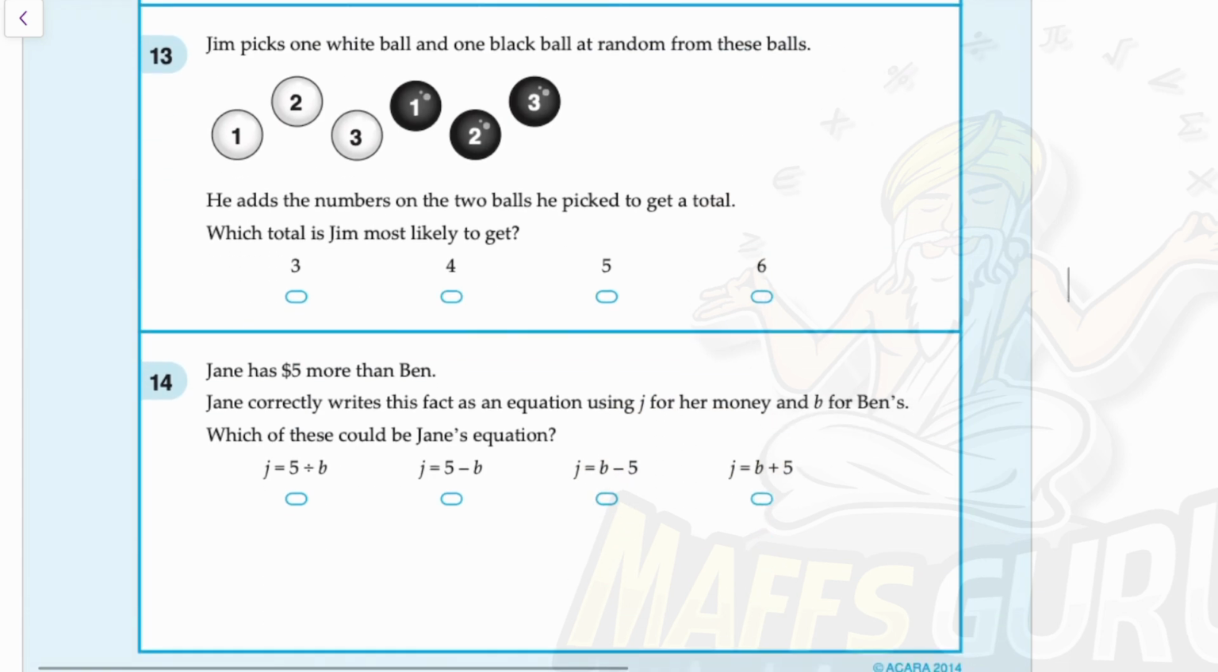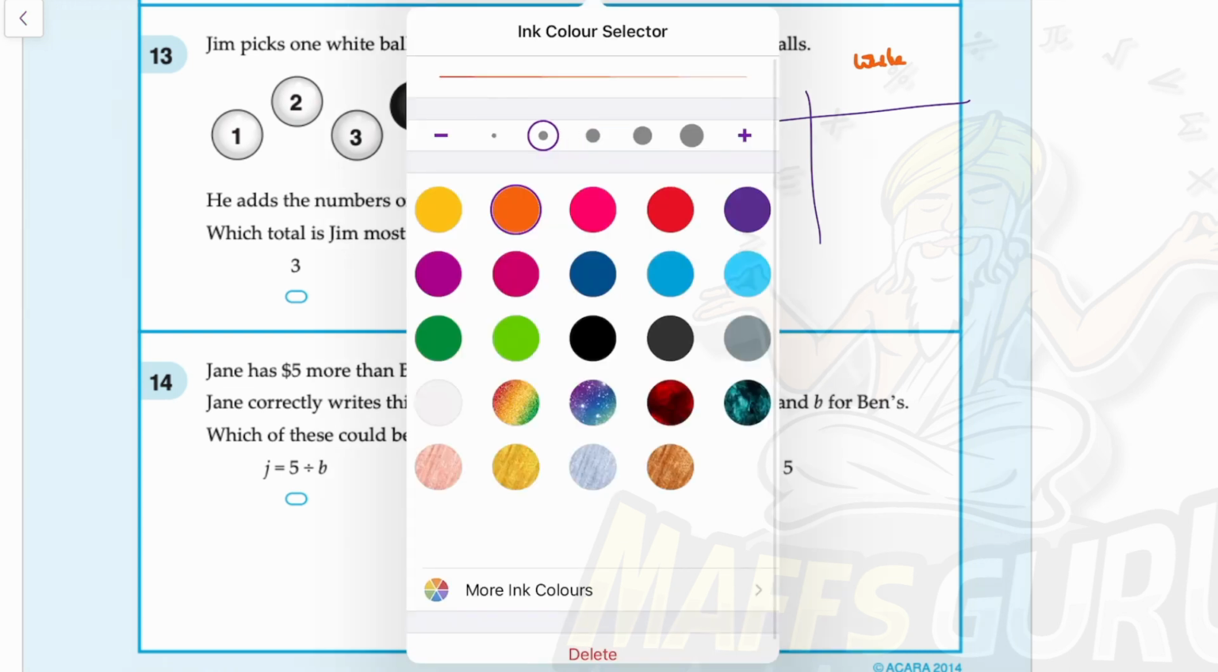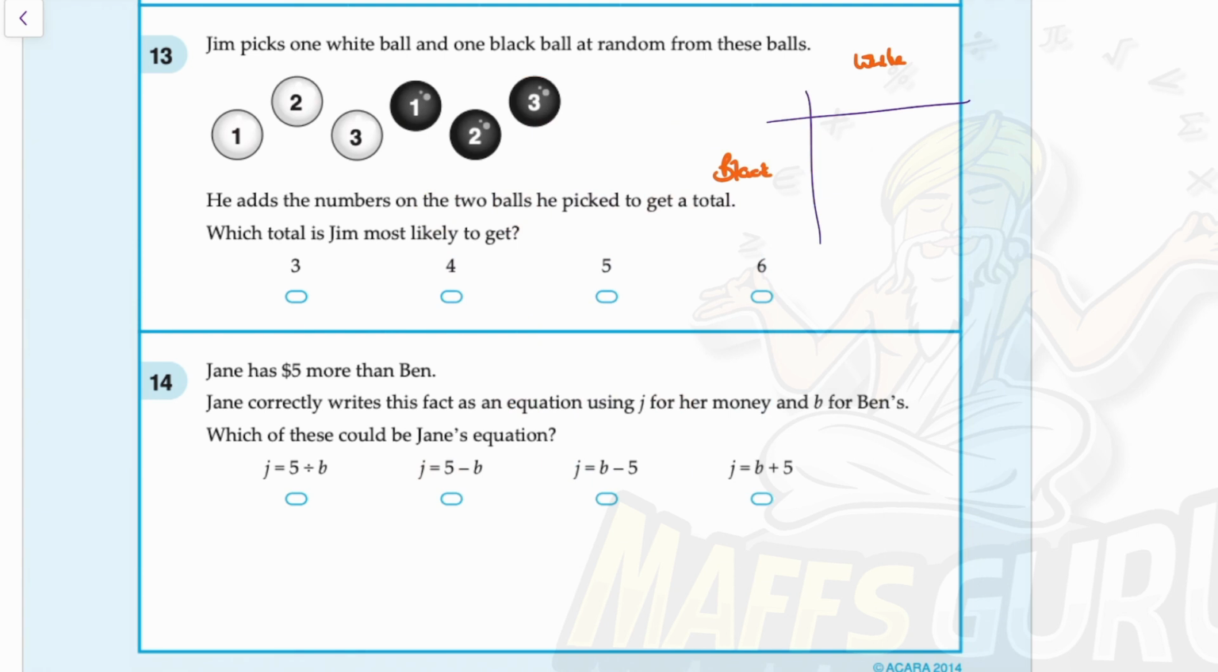Jim picks one white ball and one black ball at random from these. He adds the numbers on the two balls he gets to get a total. Which total is Jim most likely to get? Funnily enough, one of my kids was doing this question quite recently. If we look at the outcomes of the white and the black, we would have the numbers 1, 2 and 3 on the white, and 1, 2 and 3 on the black. Now, these are basically my outcomes, and I can draw them in a table.